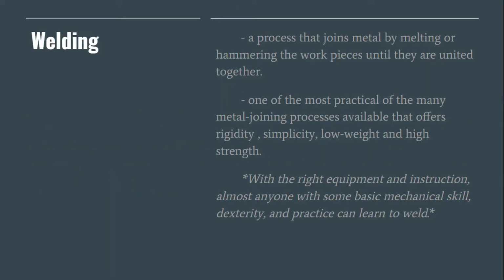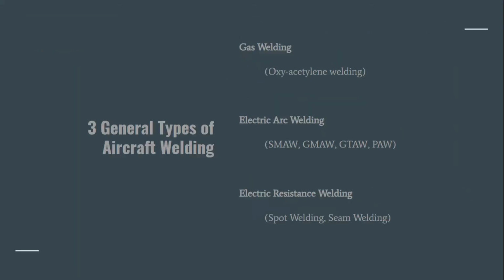Welding is a process that joins metal by melting or hammering the workpieces until they are united together. It is one of the most practical of the many metal joining processes available, offering rigidity, simplicity, low weight and high strength. With the right equipment and instruction, almost anyone with some basic mechanical skill, dexterity, and practice can learn to weld.